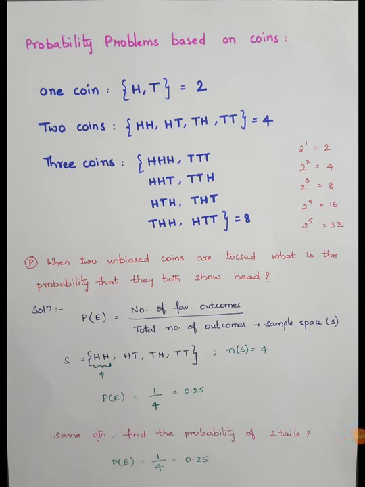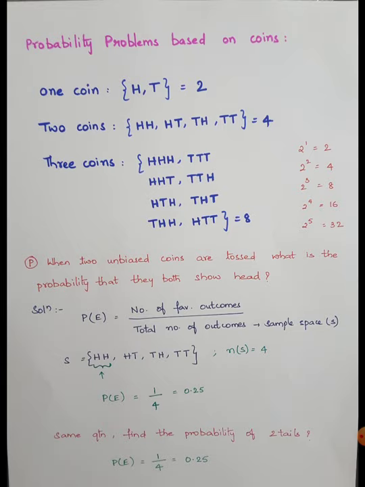Hello everyone. In this session we'll discuss a few problems on tossing coins. When we toss a coin, there are two possibilities, either head or tail, so the number of possibilities is 2. When I toss 2 coins simultaneously, I may get head head, head tail, tail head, and tail tail. So the sample space is 4, or the total number of possible outcomes is 4.